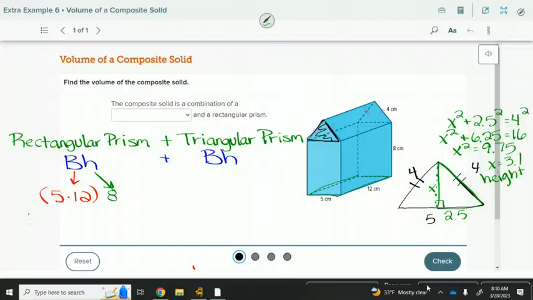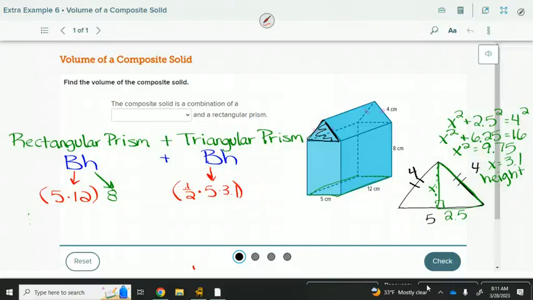Okay, now to organize it, the area of the base. So I'm going to put parentheses. So I need the area of that triangle. 1/2 times the base of the triangle times the height of the triangle, which we just found through Pythagorean theorem is 3.1. So that's my area of the base, the area of the triangle.